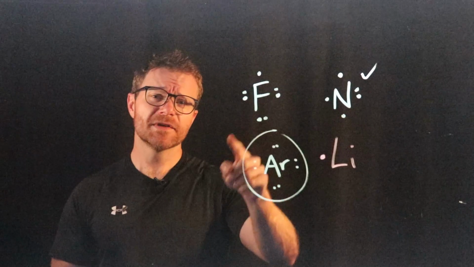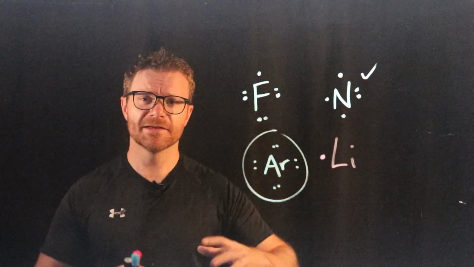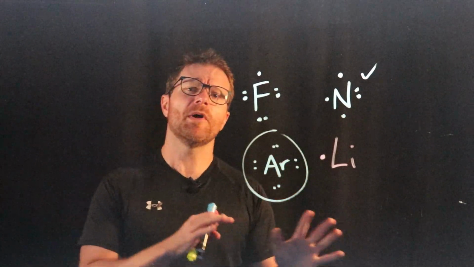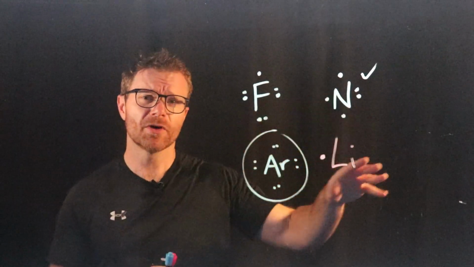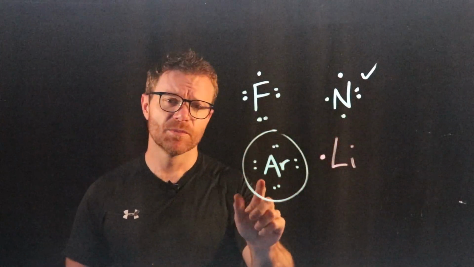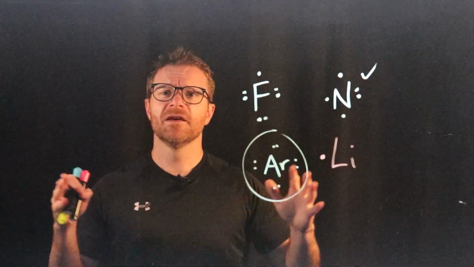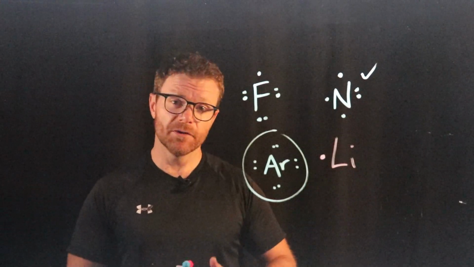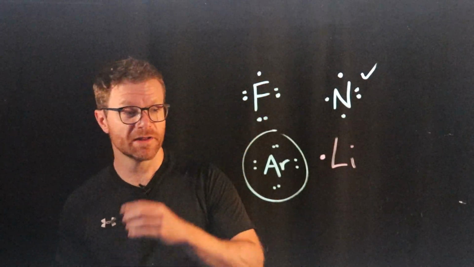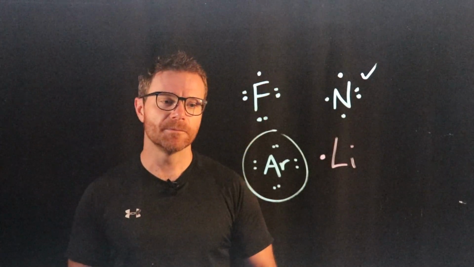Now because of this peculiarity, the noble gases are full, so they don't bond with anything else. We'll learn about bonding further on, but it's important to remember that noble gases are totally full of valence electrons, so they don't need to gain any electrons, they don't need to lose any electrons, they're totally happy the way they are.